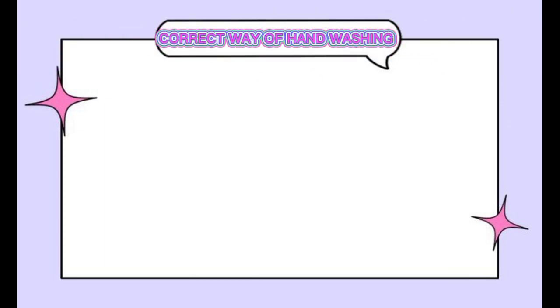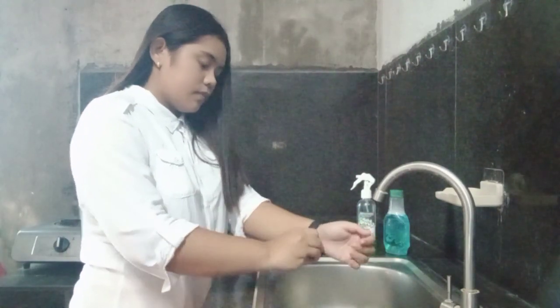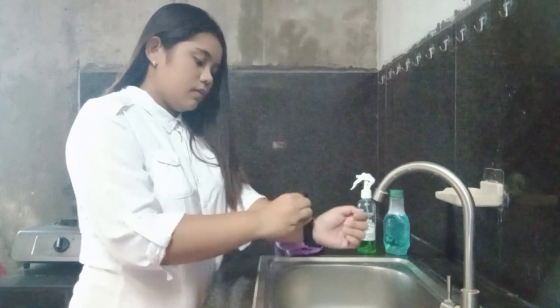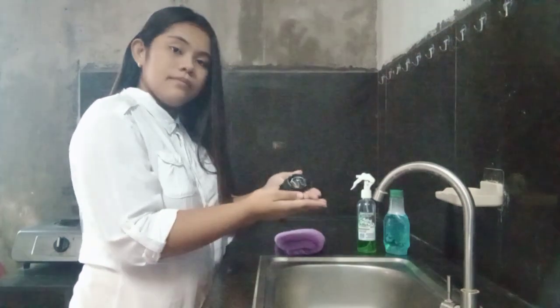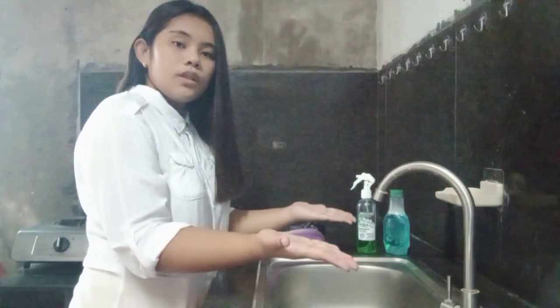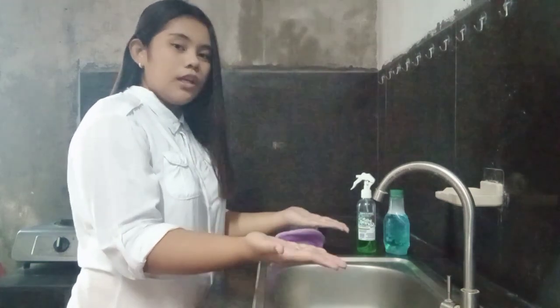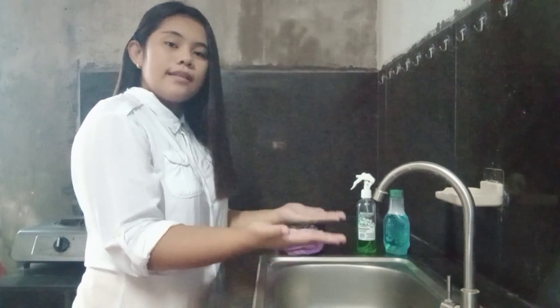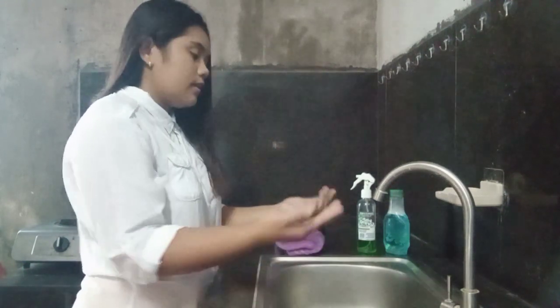And now, let's move on to the correct way of hand washing. So, the first step is to remove any jewelry, such as rings, bracelets, and watches, and also other accessories. Only wash your hands in sinks designated for hand washing. Do not wash your hands in utensil, food preparation, or service sinks.